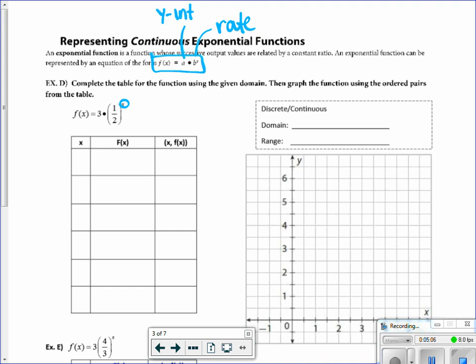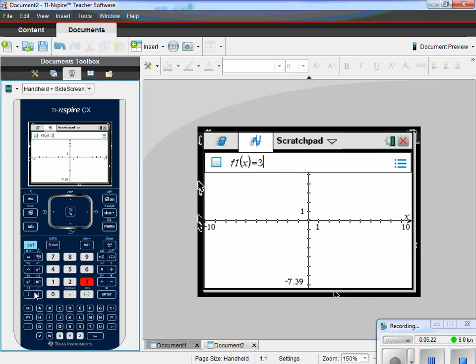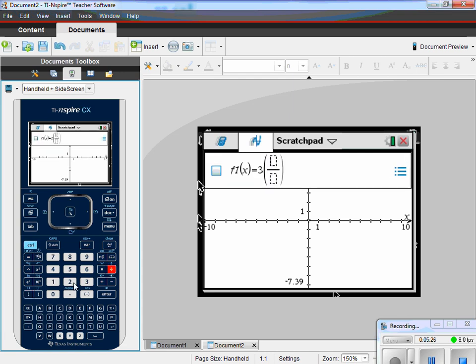Okay, so let's do this in our calculator. So, your calculator, go to the graph part. Are we here? Now we need to type the part after the equal sign, and we want it to look exactly like it does on the paper. So 3, and then our fraction of 1/2.